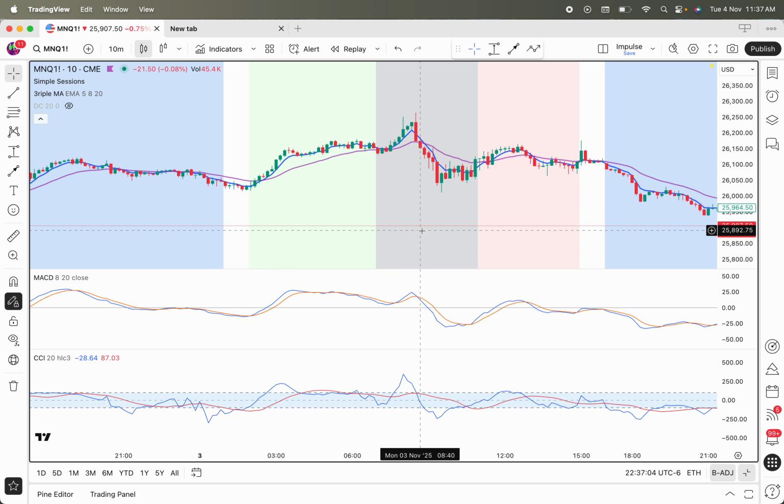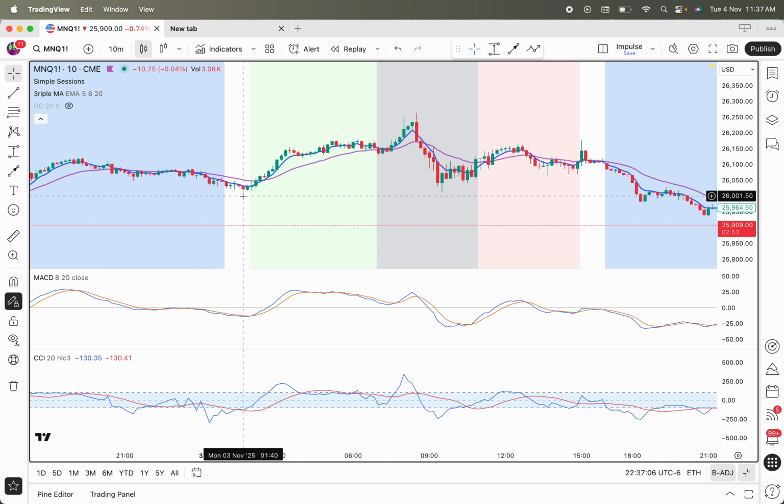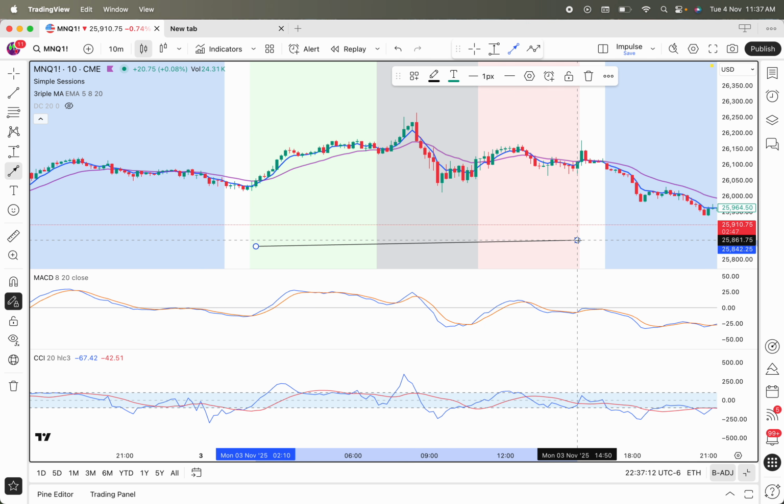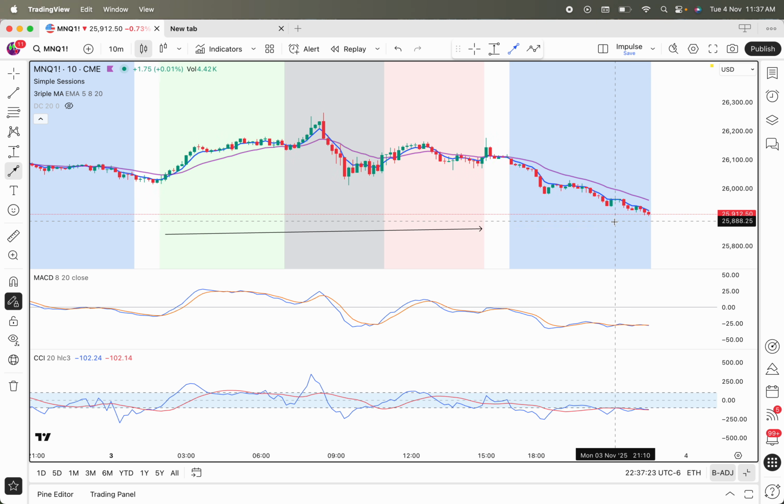10-minute chart. And so where's our trades? We're looking at green, grey and pink. Green is the UK, and grey is the crossover of the UK into the USA, and pink is the USA. Blue is the Asia session.